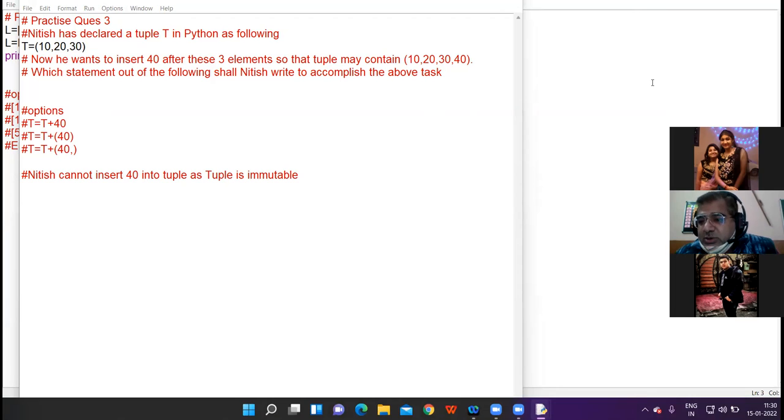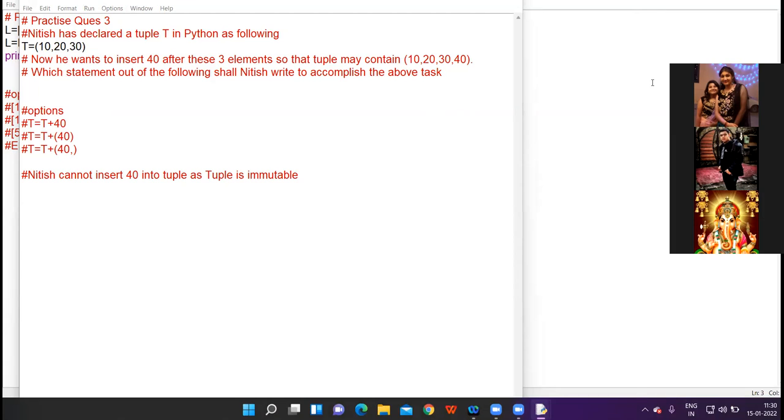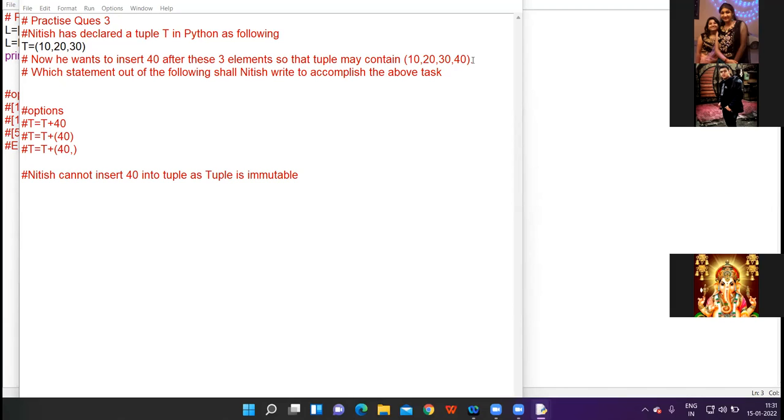Oh, so many hands in this question. Yes, Kavya. Kavya, unmute yourself. Himanshu, you tell me. Sir, option D, T is equal to T plus 40. Are you telling me or you are asking me? Sir, I am telling you. T equal to T plus 40, comma. Why this option? Why do you want to go with this option? Why not B option?